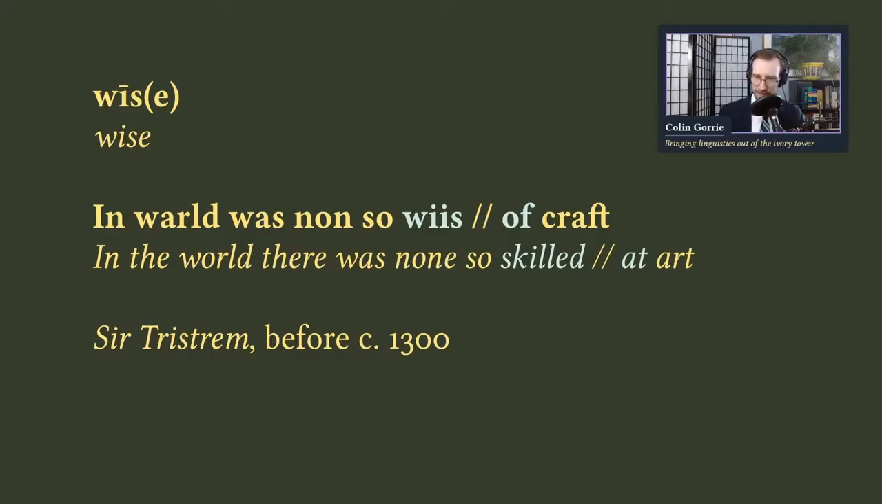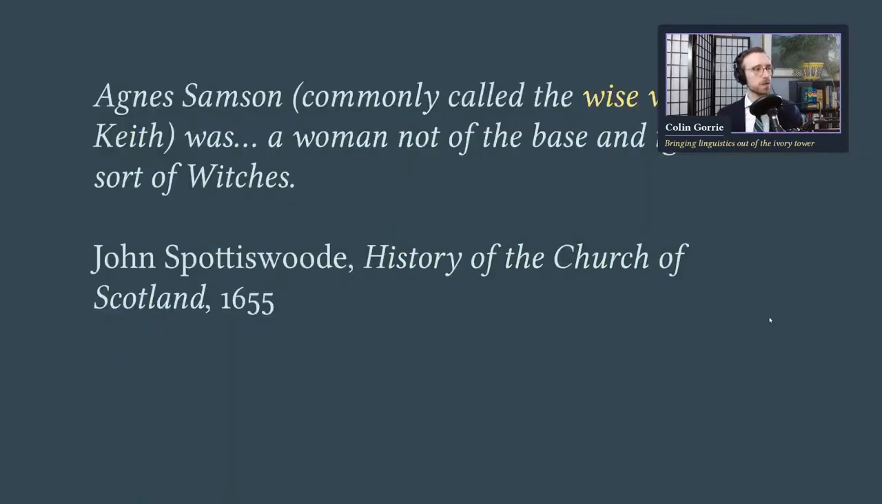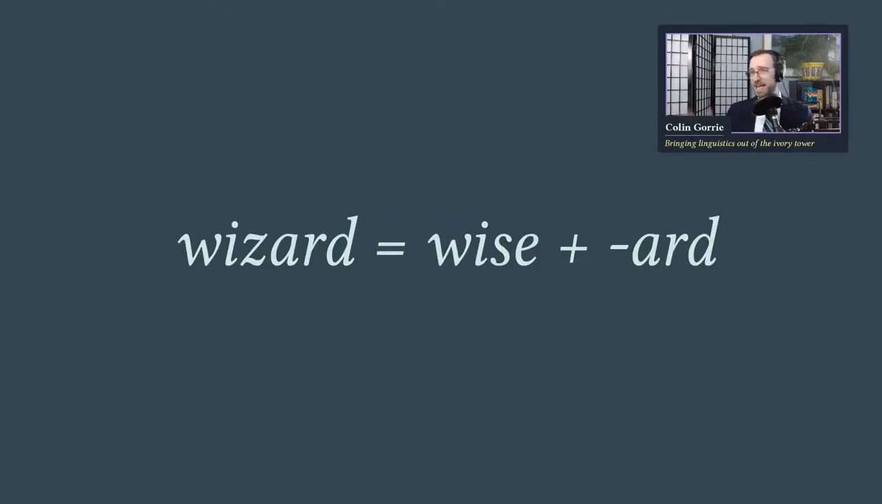There was a more specific meaning of this wise word that meant skilled, but it meant skilled specifically in magic. So we have a phrase wise woman or wise wife, which means more or less a witch. So Agnes Sampson, commonly called the wise wife of Keith, was a woman not of the base and ignorant sort of witches. Interesting. That's from 1655.